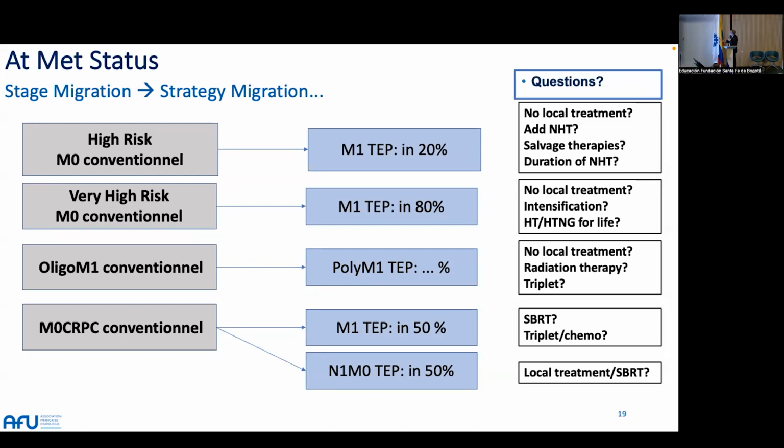Oligometastatic disease on conventional imaging that becomes polymetastatic on PET PSMA. We don't have the proportion of patients, but probably it is high. And again, no recommendation concerning the treatment. And for the M0 CRPC, again, if you use PET PSMA, you are going to find that 50% of the patients have metastases. And again, what kind of treatment we have to offer, it's a big question mark.